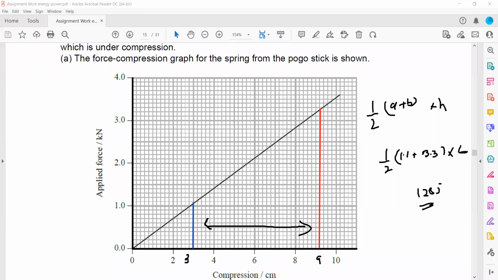Or the second way, you will find the area of the total, from 0 to 9, then the area of 0 to 3. In that case, it will be half base into height. But remember one thing, this height from 3 to 9 is 6 centimeters. You have to convert into meters, because the unit of the energy is joule, and joule is Newton meter, not Newton centimeter. Here it is in centimeters, so we have to convert into meter when we are calculating the answer in joule. So we divide it by 100, or it will be 6 exponent minus 2.